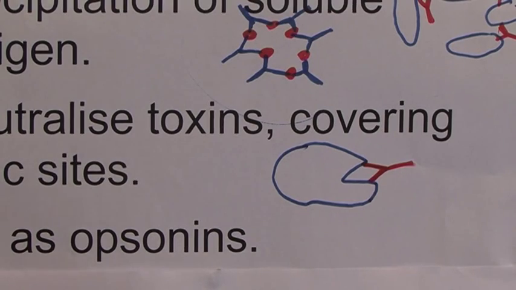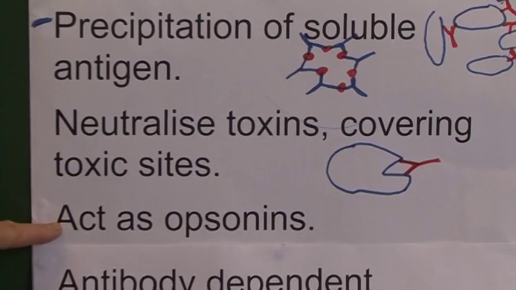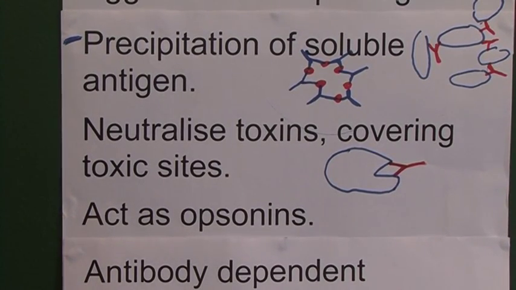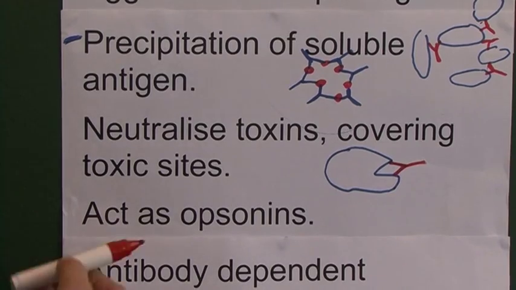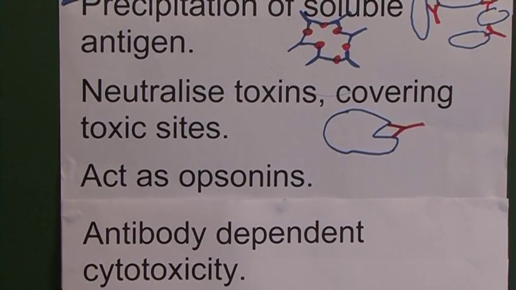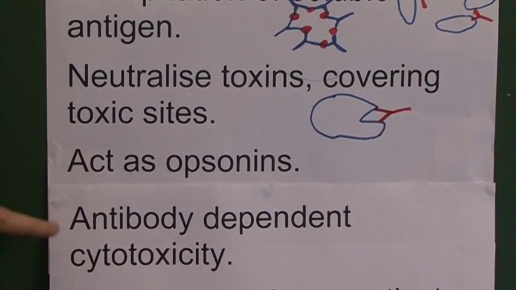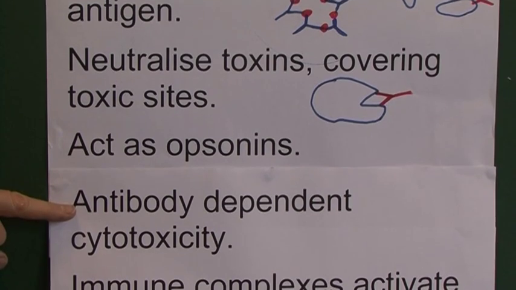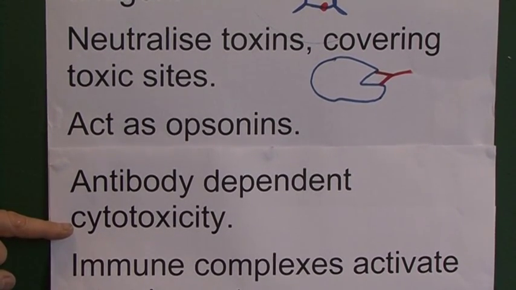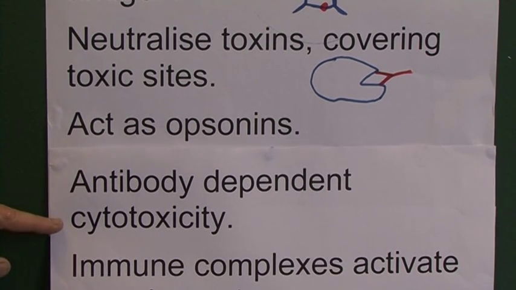And antibodies can also act as opsonins. Now, opsonins are immune labels. They will label antigens as being foreign so that the phagocytes can recognise them and then phagocytose them. We've already looked at that process previously. And there's also antibody-dependent cytotoxicity. Now, cytotoxicity is carried out by killer cells such as T cytotoxic cells.